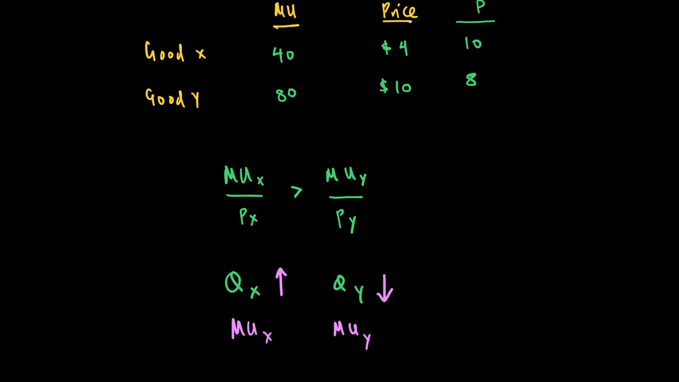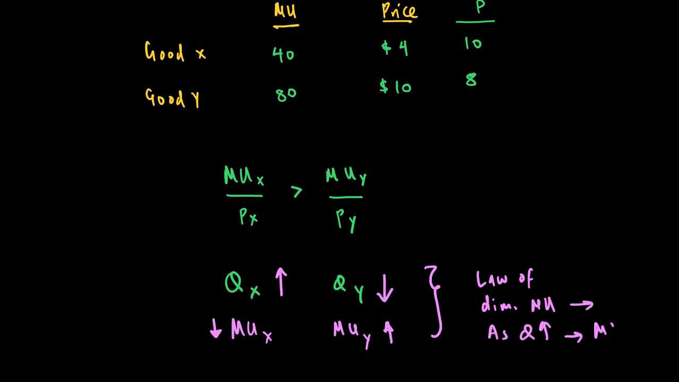But when we buy more of X, the MU of X starts to fall, while the MU of Y, because we are buying less of Y, will start to rise. And this is because of the law of diminishing marginal utility, which says that as quantity goes up, your MU falls.